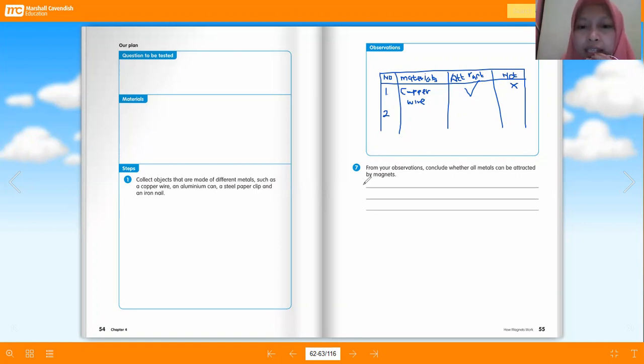And then for the next, from your observation, conclude whether all metals can be attracted by a magnet. You make the conclusion, atau kesimpulan, based on your observation.